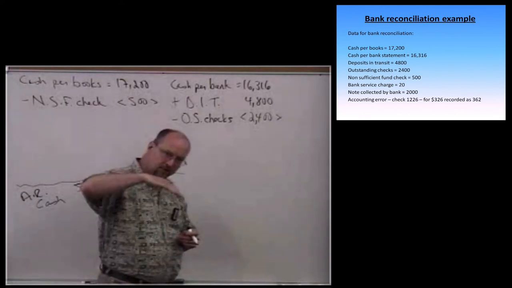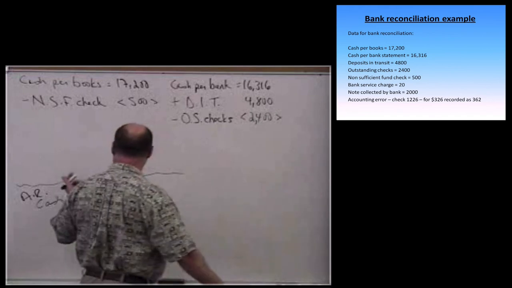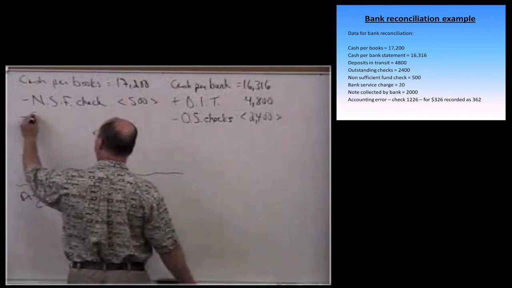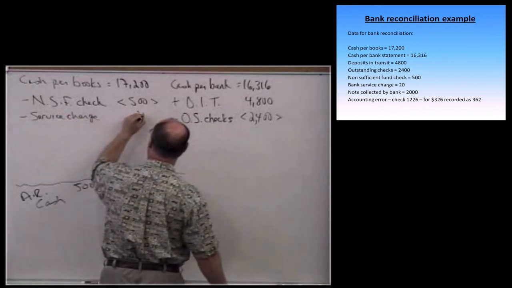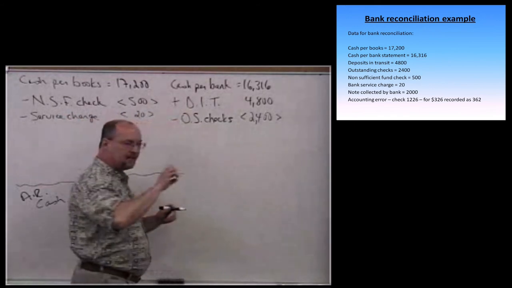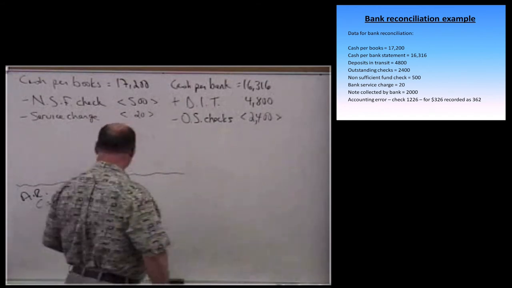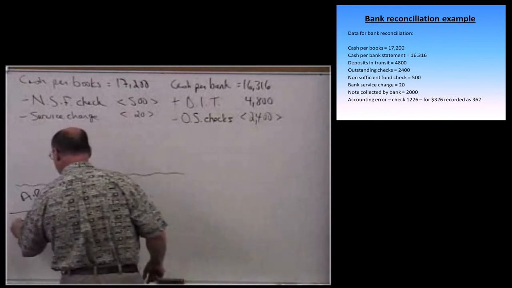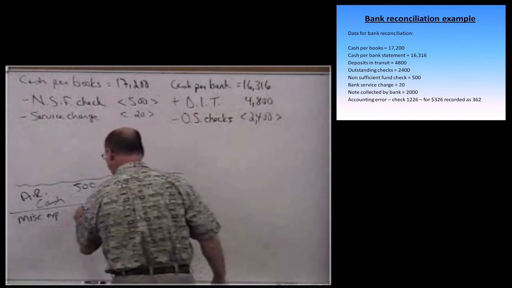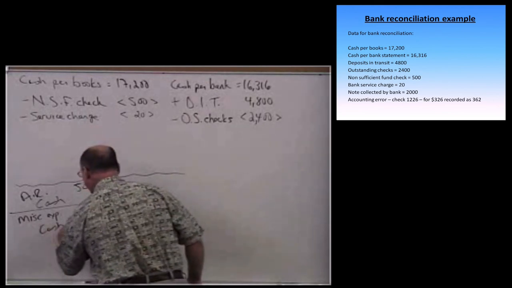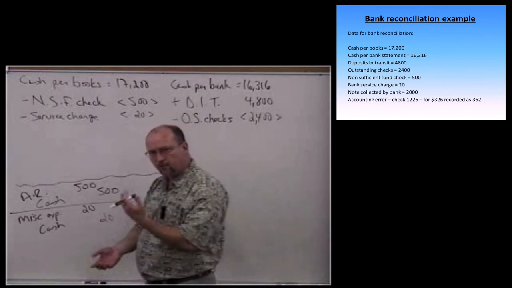Then there's a bank service charge. Okay, so we let our balance drop below that defined limit, and they automatically dinged us for $20. You know, so we have to subtract the service charge, $20. Remember, the bank already accounted for it. They took it out of our account. We see that on the bank statement. Now we have to update our records. Okay, so I would simply debit miscellaneous expense or bank service charge expense, and I would credit cash. Notice all these journal entries will either be a debit or a credit to cash since we're updating cash.